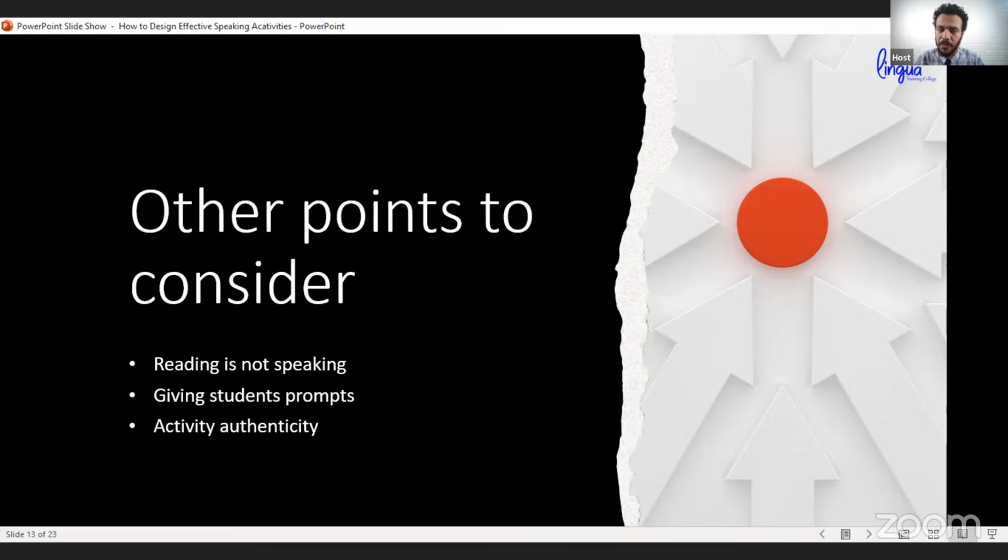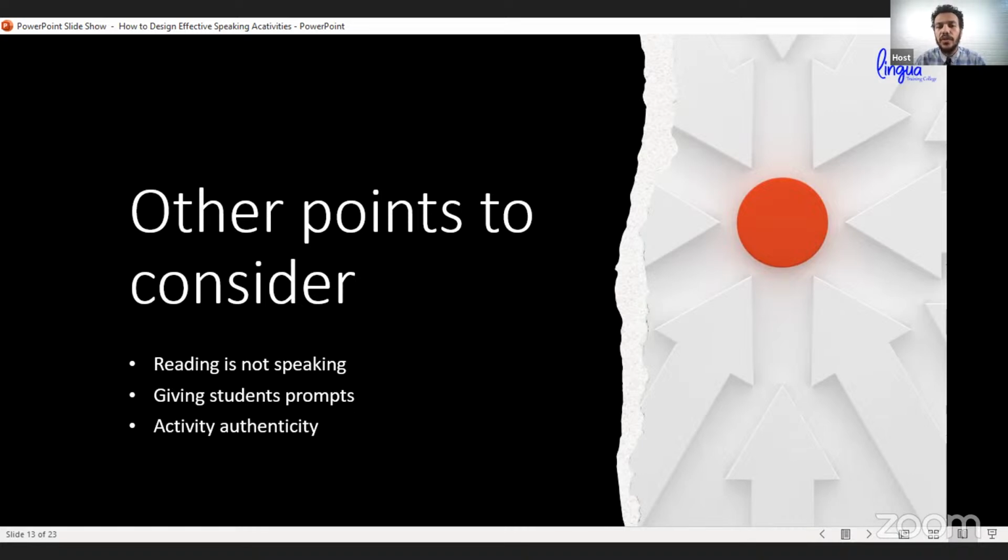Reading is not speaking. If you ask your student to read a passage or a paragraph, that's not speaking. It might be useful for the student to fix his or her pronunciation, but that's not speaking. The student is just reading the question or a passage, and that's it. So reading is not speaking.